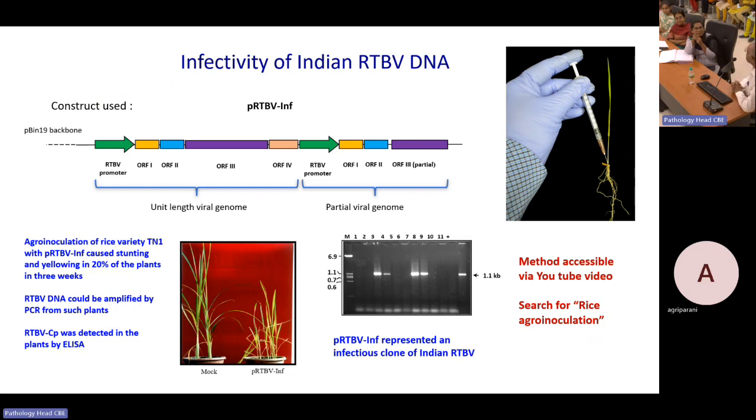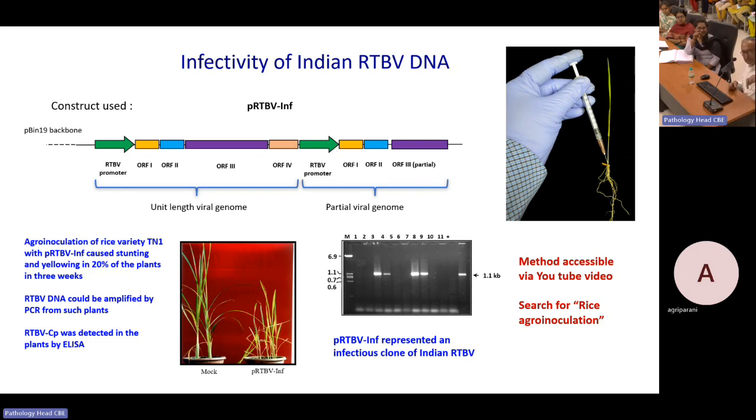We continued at Delhi University because, of course, we were also trying our best to do EPFR-mediated inoculation, but the maintenance of EPFR was a problem because Delhi becomes very hot in the summer, and so we developed an agro-inoculation system to transfer the viral DNA to rice, and this creates an infection. We also have a YouTube video. If you search rice agro-inoculation, I think you will get it. It's just a two-minute video.